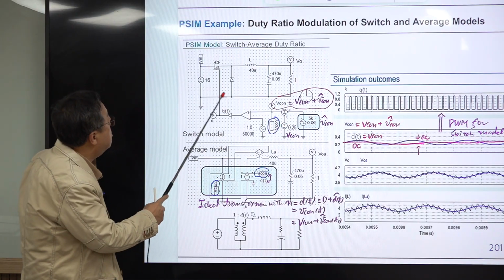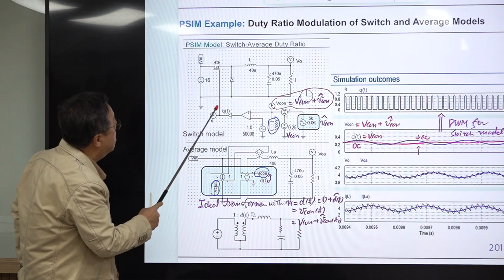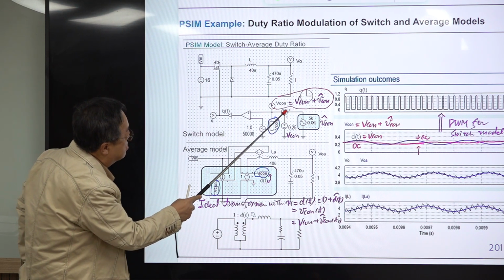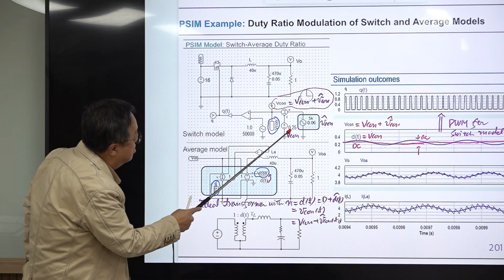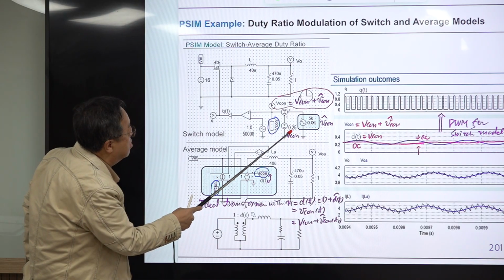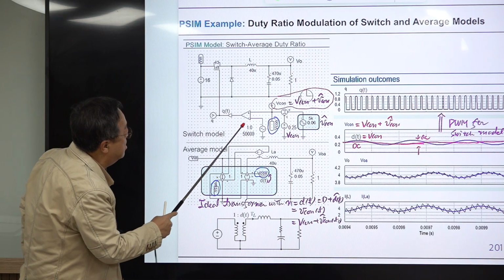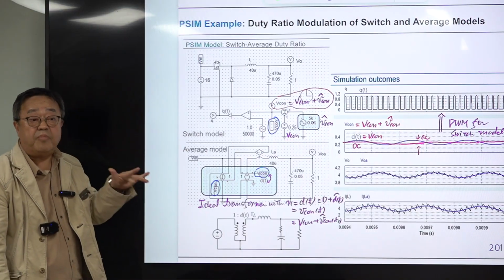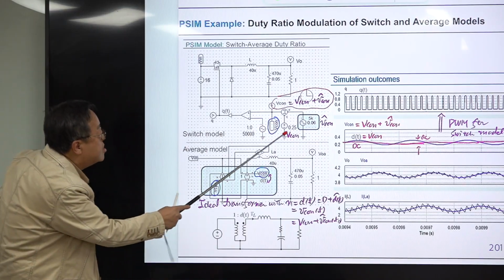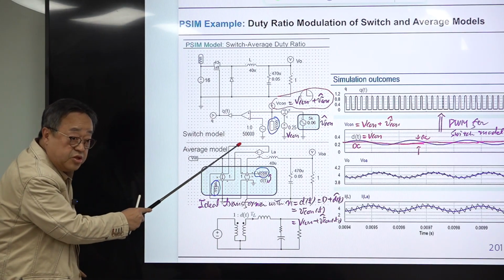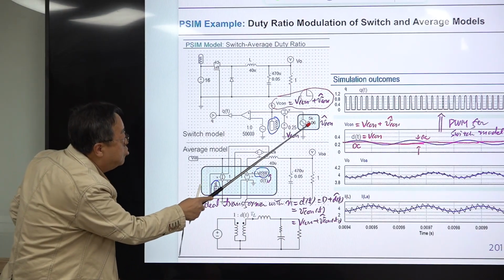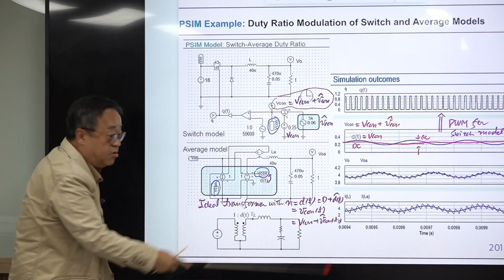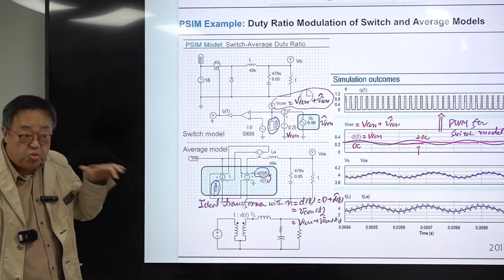Okay, so this is the power stage, and this is a PWM block, and this is the summation, and this is DC, and this is the height of the ramp. Then the PWM gain is just 1, so this becomes the DC duty ratio, and I include some sinusoidal wave. So this is the perturbation in duty ratio.